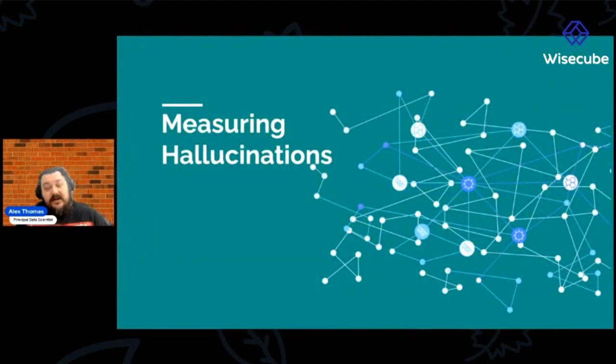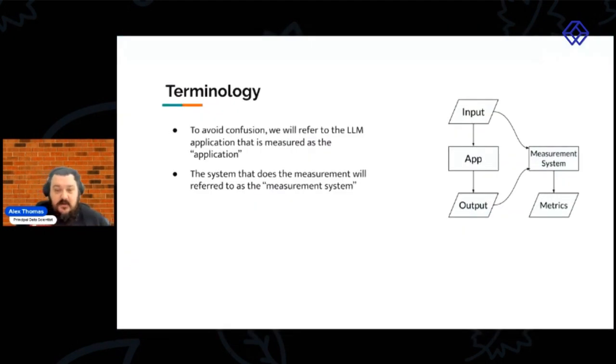So how do we measure this problem? First, I need to establish some terminology because we're going to be talking about measuring applications, and then we're going to talk about measuring those measurement systems. So that can get a bit confusing. When I refer to the application, I'm referring to an LLM-based application, so a chatbot, a summarization system, etc. And when I talk about the measurement system, I'm talking about some sort of system for measuring such an application.